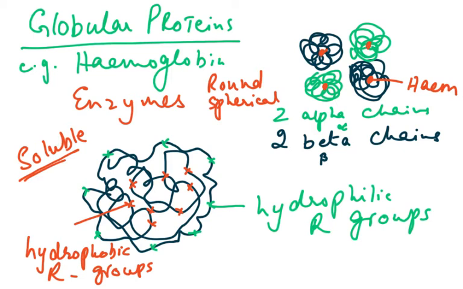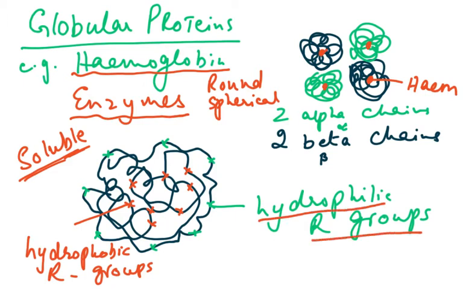So globular proteins are round, and an example of that is hemoglobin, and all the enzymes that we have in all living organisms, whether they are plants or animals. The fact that they are soluble is a very important reason, because if they are round, the protein has been folded in such a way that all the hydrophilic R groups are on the outside and the hydrophobic R groups are on the inside.